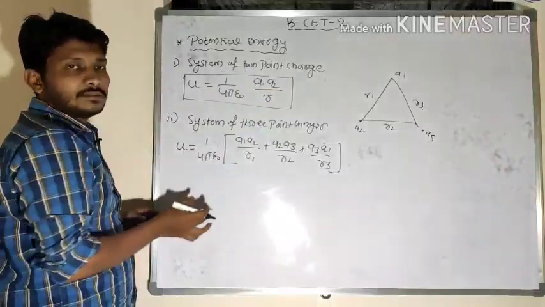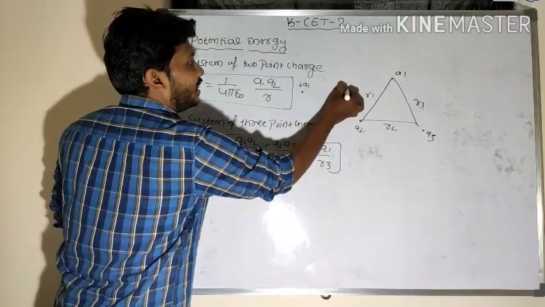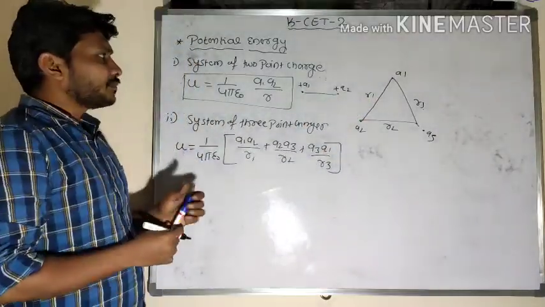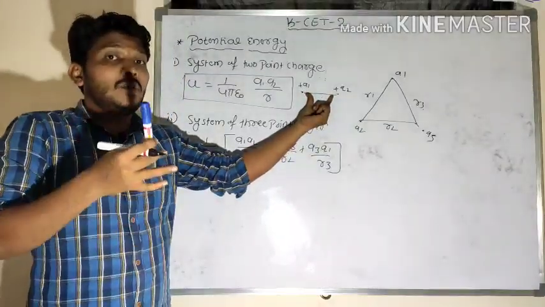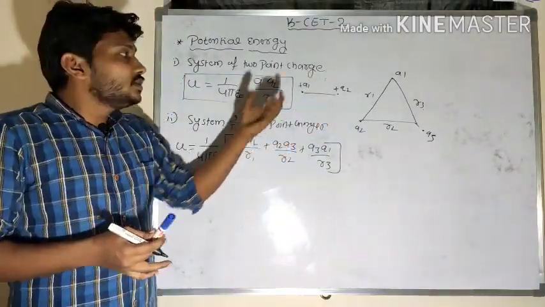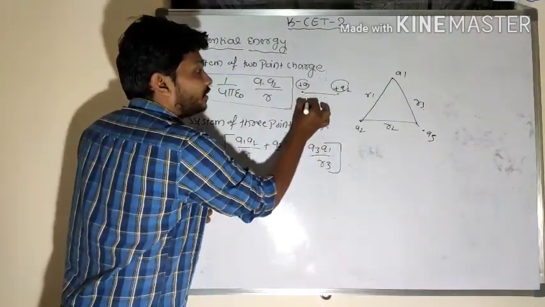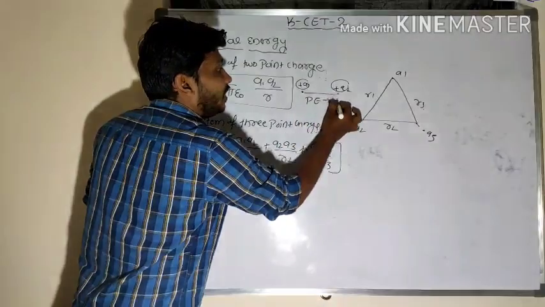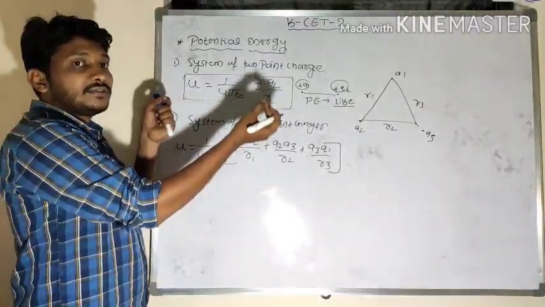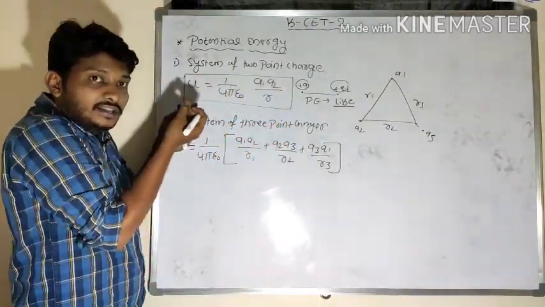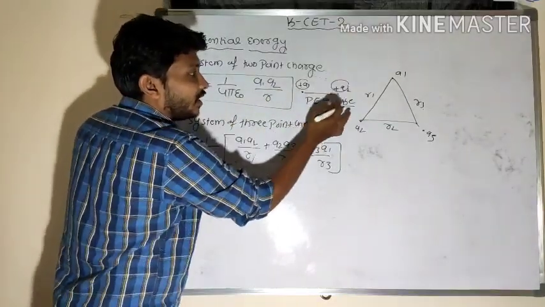In the case of a system of 2-point charges, for example two like charges, plus q1 and plus q2, I would like to decrease the distance between these two charges. What is the amount of work done to decrease the distance? Remember one thing here: if you decrease the distance, or bring the like charges closer to each other, potential energy increases.